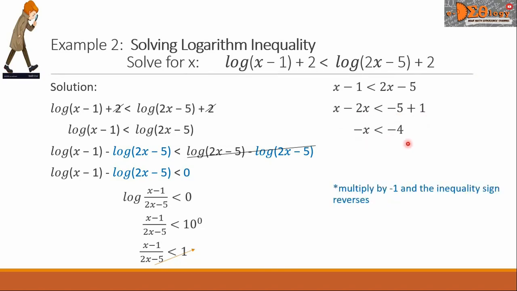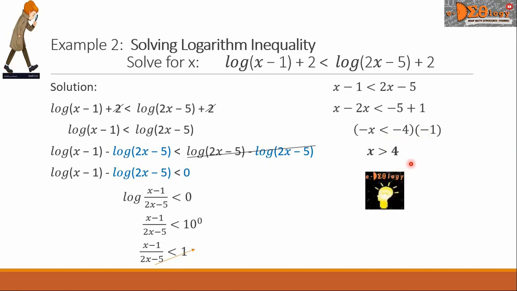Let us multiply this inequality by negative 1, and the rule says multiplying by negative number makes the inequality sign reversed. So the inequality times negative 1. This negative x times negative 1 will give positive x. And this less than sign becomes greater than. And then negative 1 times negative 4 will give positive 4. So we have our answer, x is greater than 4. This is our final answer.